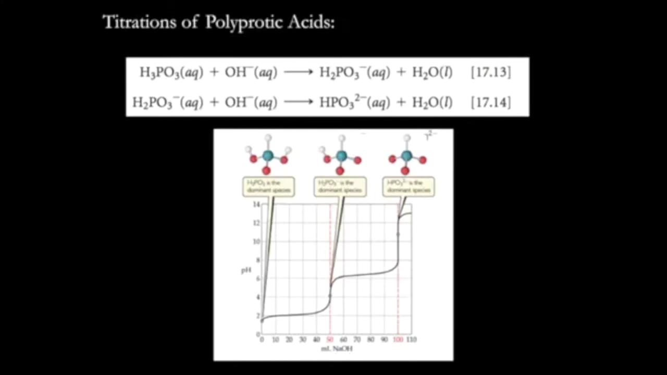So the last type of titration that we're going to be talking about is the titration of polyprotic acids. Now notice there are 2 equivalence points here, and the reason why there are 2 equivalence points is because you actually have 2 separate acids that are going to be reacting with the hydroxide ion. The first one is H₃PO₃, which is going to be losing one of its protons to become H₂PO₃⁻, and once the number of moles of the H₃PO₃ equals the number of moles of OH⁻, you'll hit one equivalence point, and then you'll hit a second equivalence point once the number of moles of H₂PO₃⁻ equals the number of moles of OH⁻.